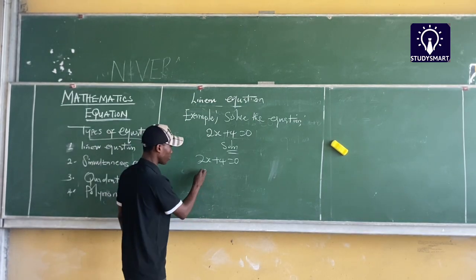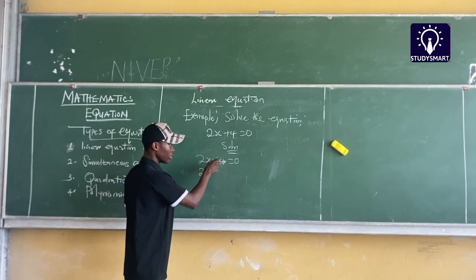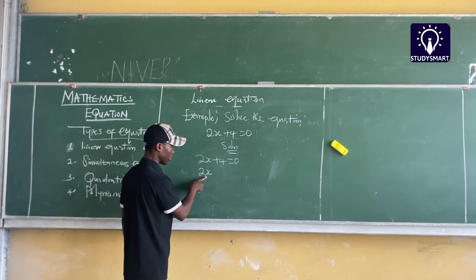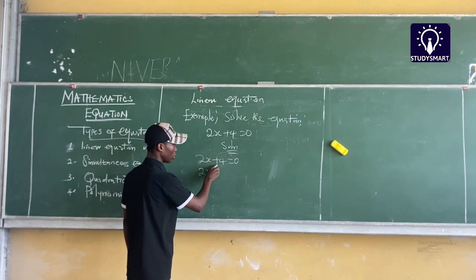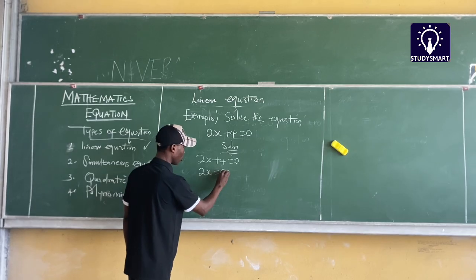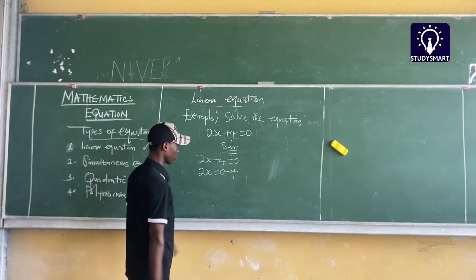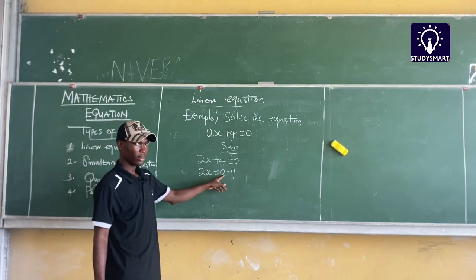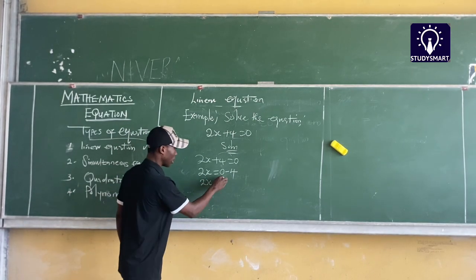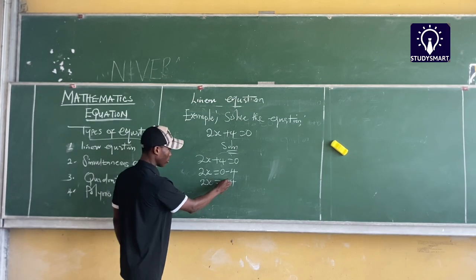So what we are going to do here, we are going to move 4 to cross this equal to sign to meet this point here. All right, so we are going to be having 2x left here, and then when this one crosses, it changes to minus. So we are going to be having 0 minus 4. This is what we have, right? And then you know that 0 minus 4 will give us minus 4.